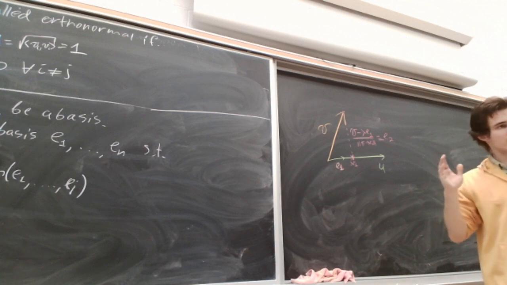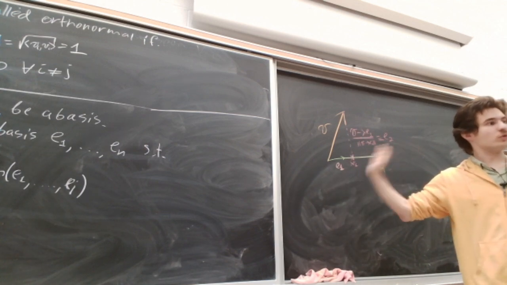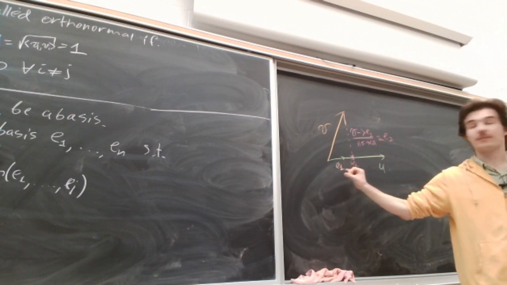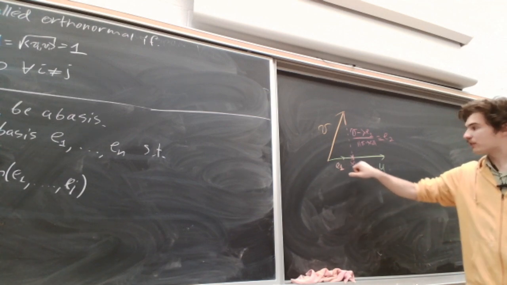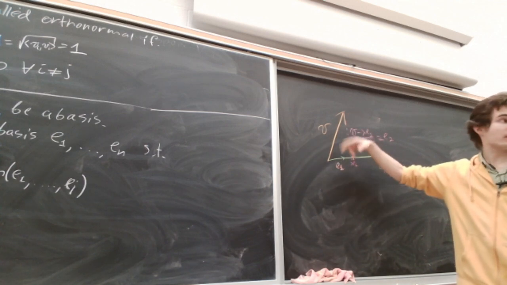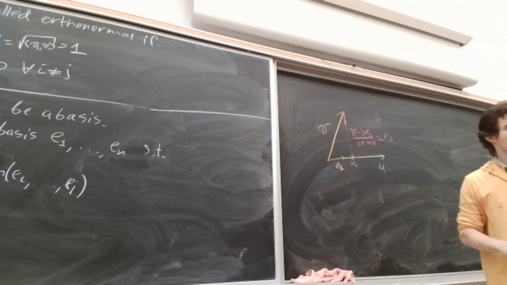So the procedure that we're going to try and do is we start with two vectors, choose one of them, and give it unit length 1. And then subtract a certain portion of this vector from the other vector to only leave the bit that's orthogonal to it.